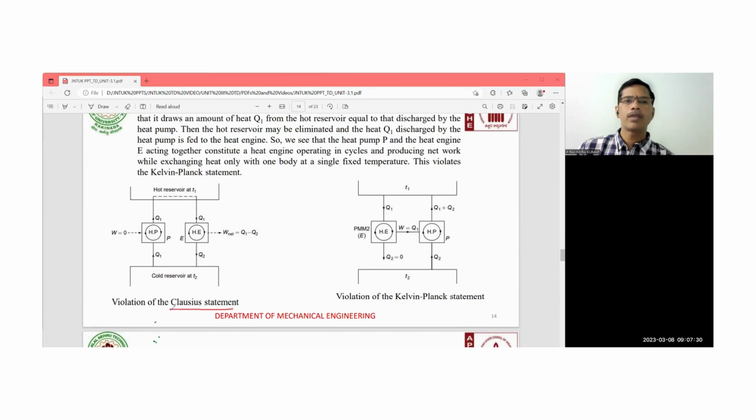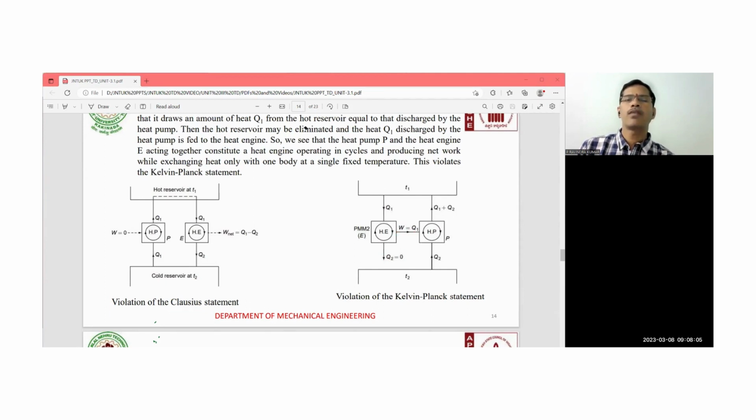What is the Clausius statement? Violation of the Clausius statement: heat is transferring from a low temperature reservoir to a high temperature reservoir with zero work input. What is the violation of the Kelvin-Planck statement? Heat is exchanging with a single reservoir and producing the net work output, and the heat rejection is 0. So these two are going to be violated, right? The student has to understand this in this particular statement.